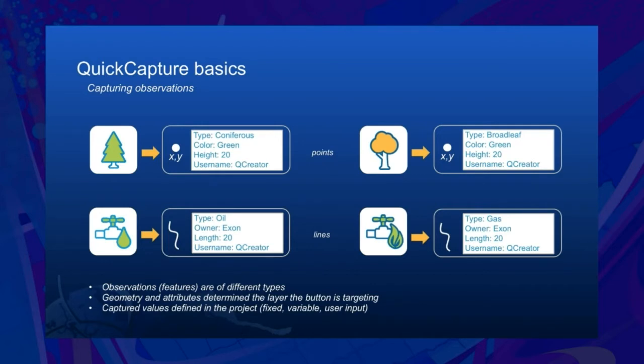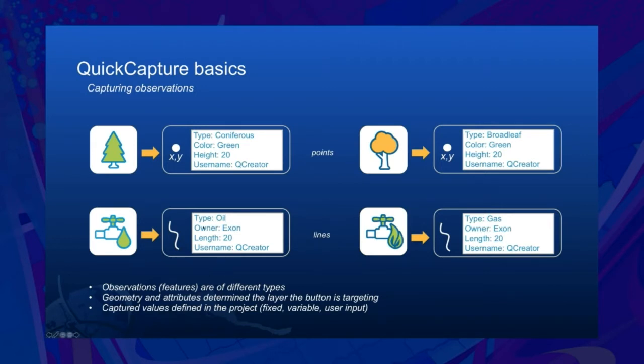In this case, we have lines to capture pipelines, one for oil, one for gas. Tapping on the oil pipeline button starts capturing a line, and I can start driving, flying, walking, etc., and more vertices will be captured. As I tap the button again to end or close the line, the line will be captured based on all those individual vertices, and the attributes will be applied based on the fixed values defined in the button.